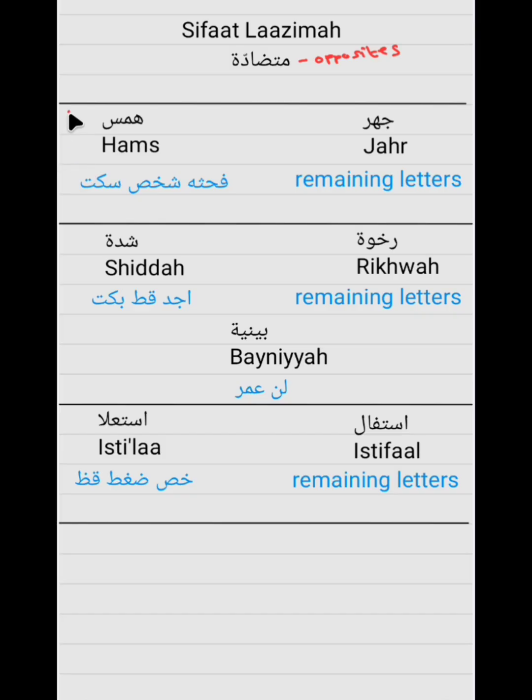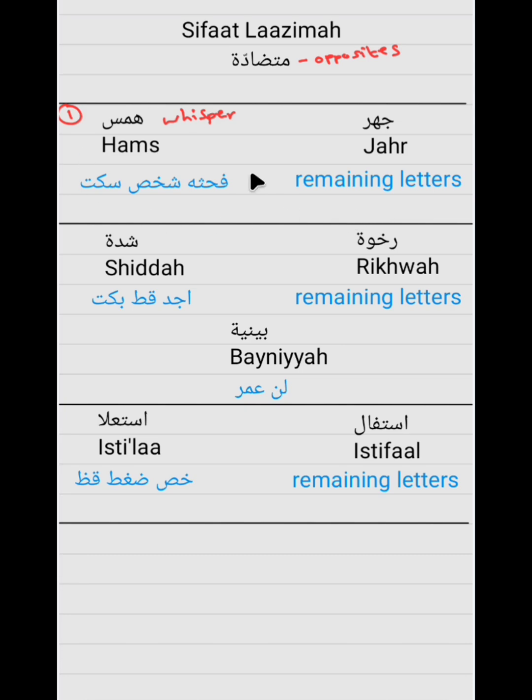So the first pair of sifat lazima is what we call hams and jahr. Let's deal with hams first and then move on to jahr. Hams means whisper in Arabic, and it refers to the flowing of air while pronouncing a letter, right? There's a certain category of letters that belong to hams, and how we remember them is by using the mnemonic فحثه شخص سكت. These letters are all part of hams, and obviously the remaining letters are all part of the opposite of hams, which is jahr, which we'll talk about in a second, right?